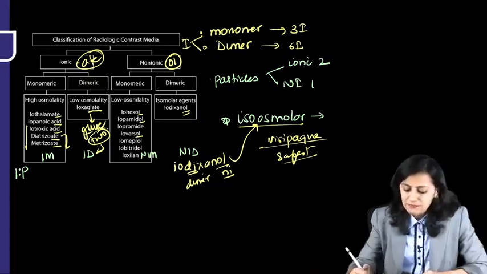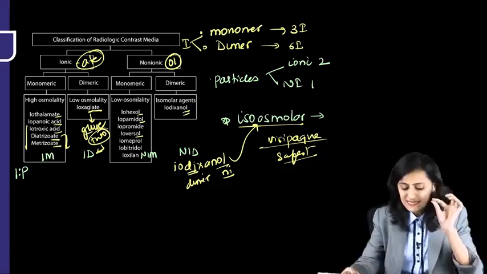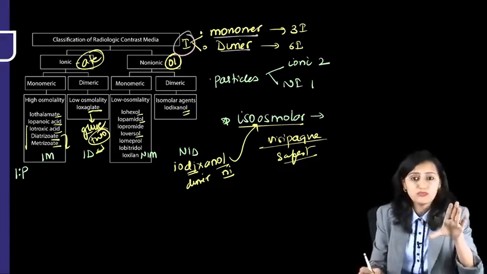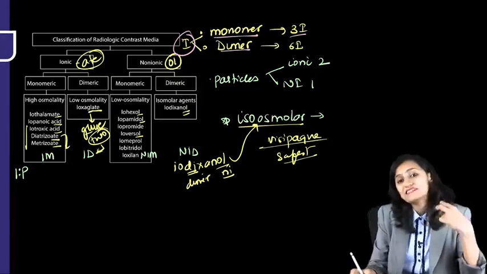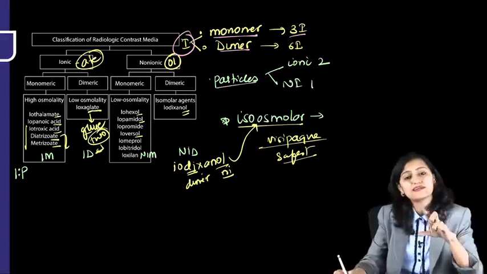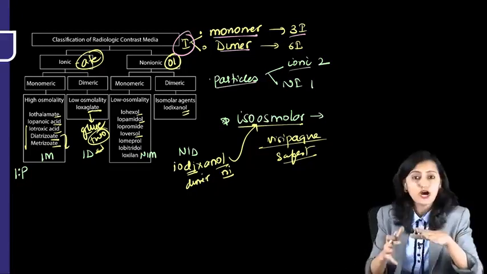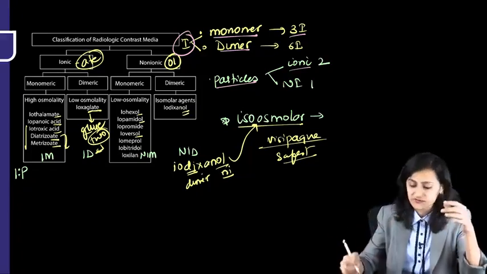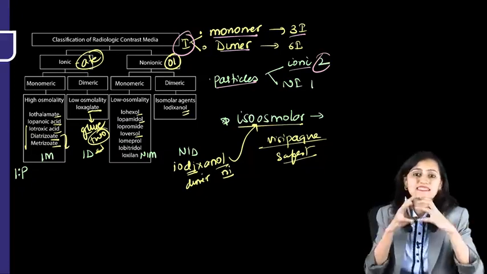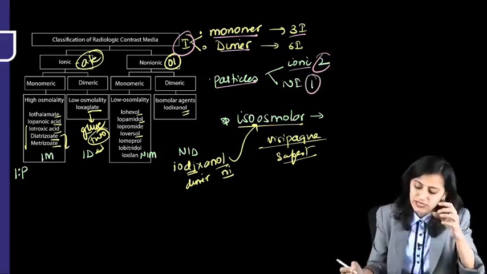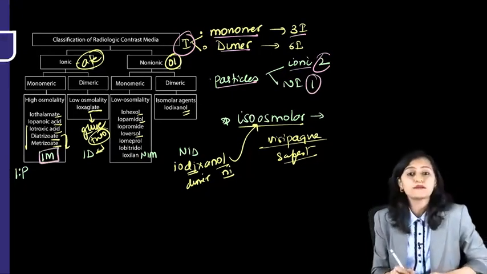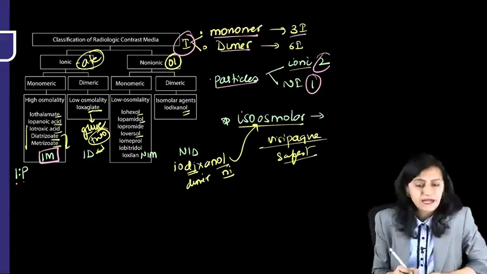Now coming to the iodine particle ratio. The number of iodine atoms is decided by whether the contrast is a monomer or a dimer. If it's a monomer, it gives 3 iodine. If it's a dimer, double, it gives 6 iodine. The number of particles is decided by whether it's ionic or non-ionic. If it is ionic, it ionizes into positive and negative, so it gives 2 particles. If it is non-ionic, it does not ionize, staying as one complete particle, so it gives 1 particle. So if I ask you the iodine particle ratio of an ionic monomer, we are asking the iodine particle ratio.